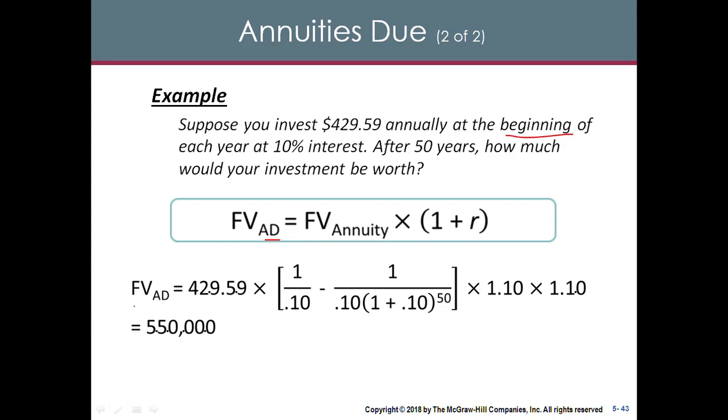So let's use the formula for the future value of the annuity due. First you solve for the future value of the annuity, which is C times the annuity factor. This is the annuity factor for the future value, for 50 years. This should be to the power 50, and then you multiply by 1 plus R to get the worth of your investment.